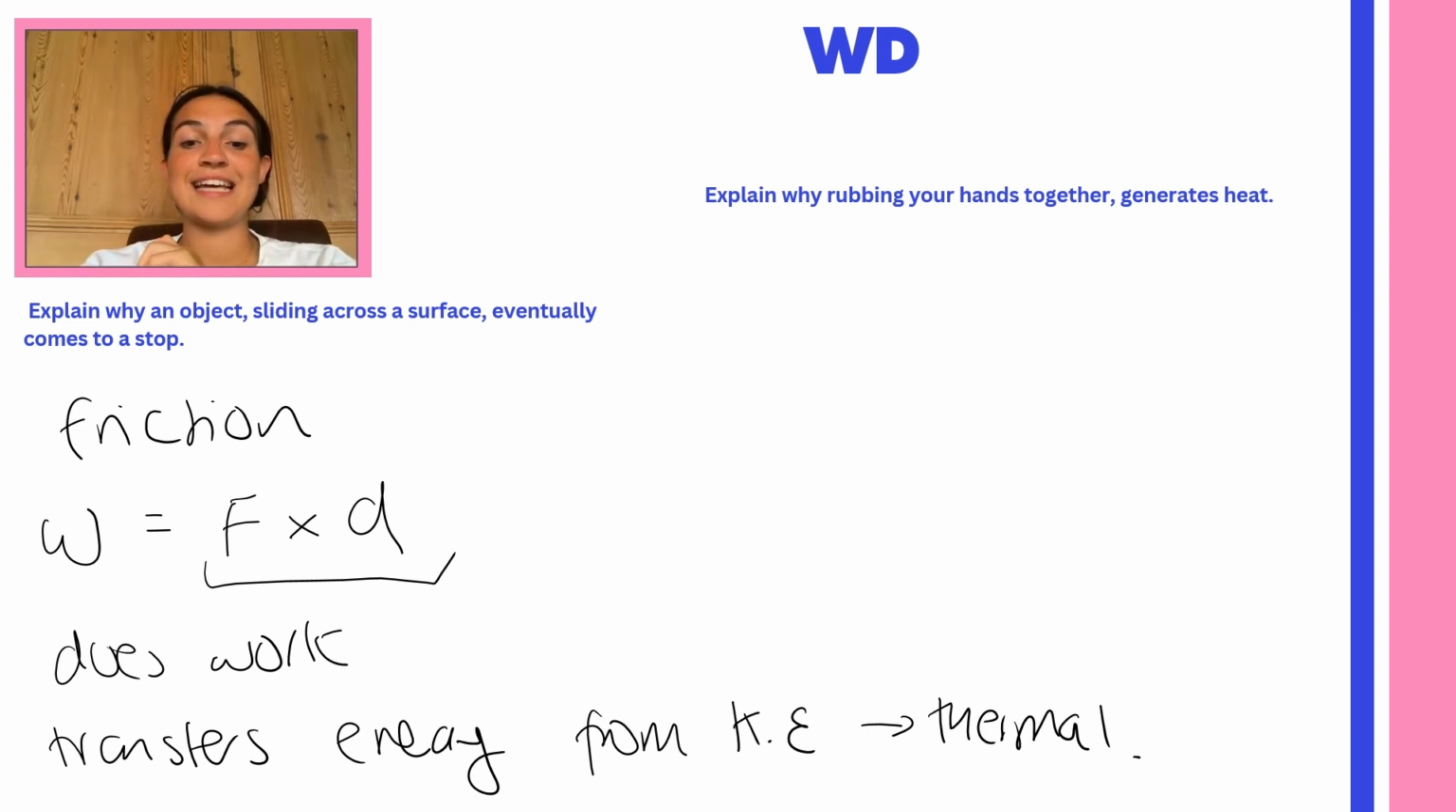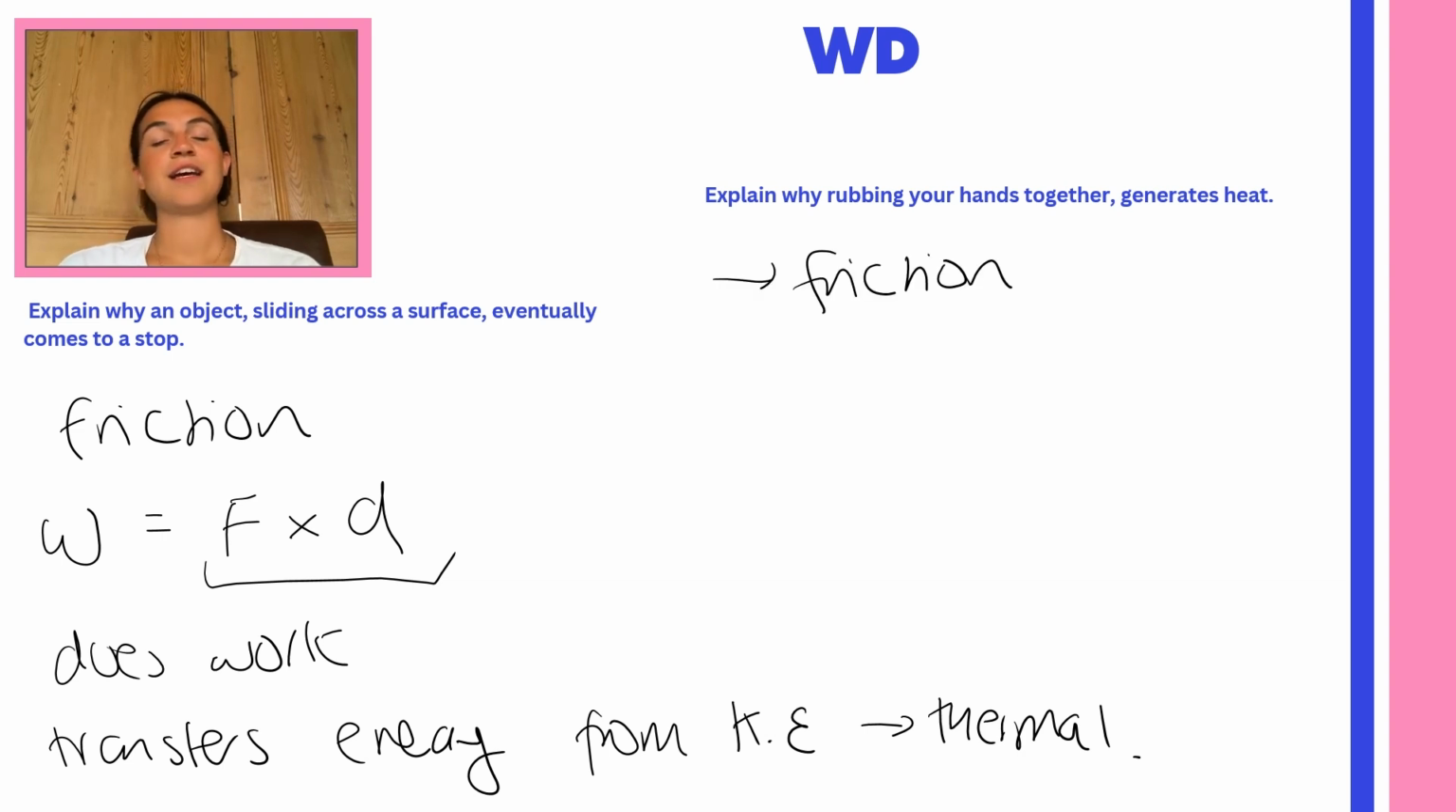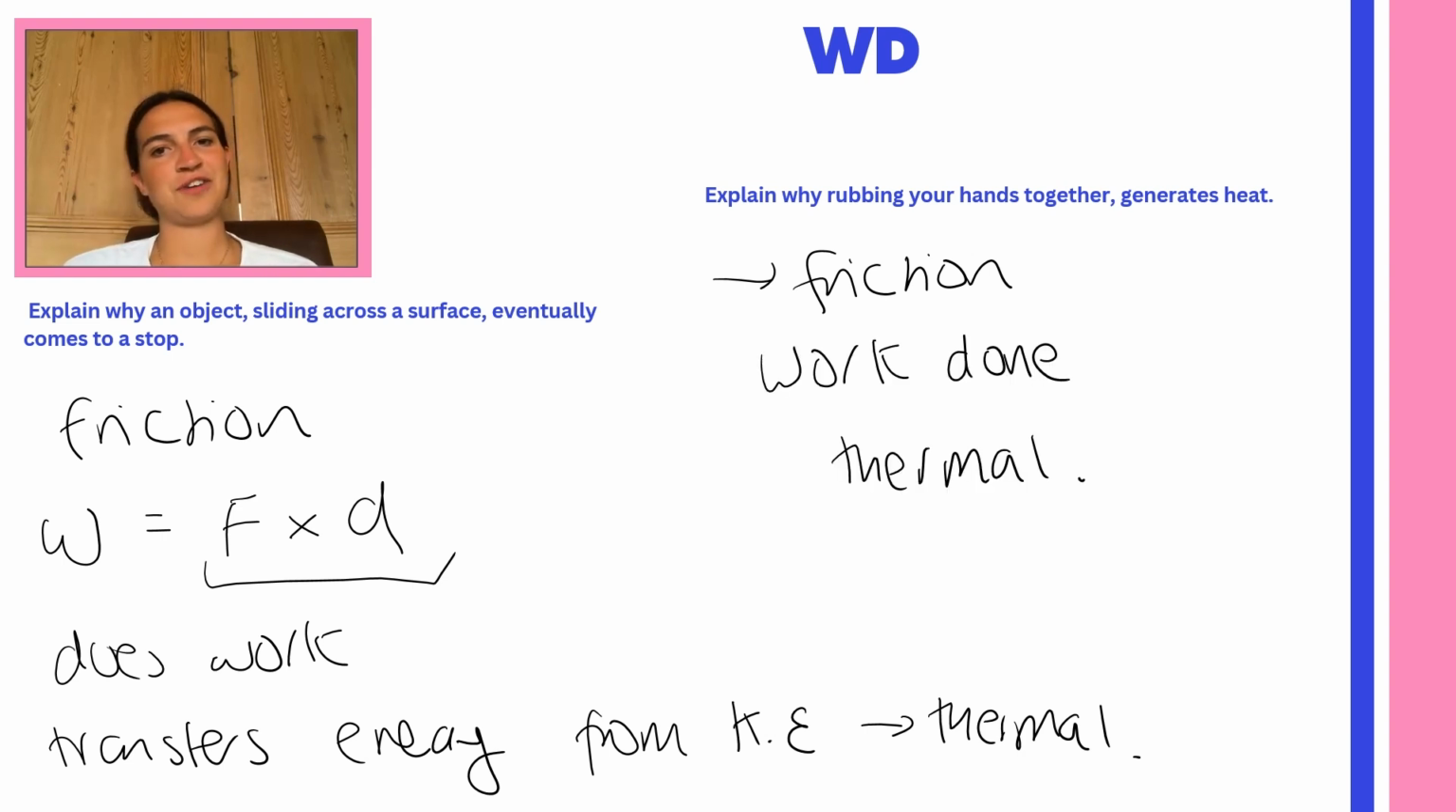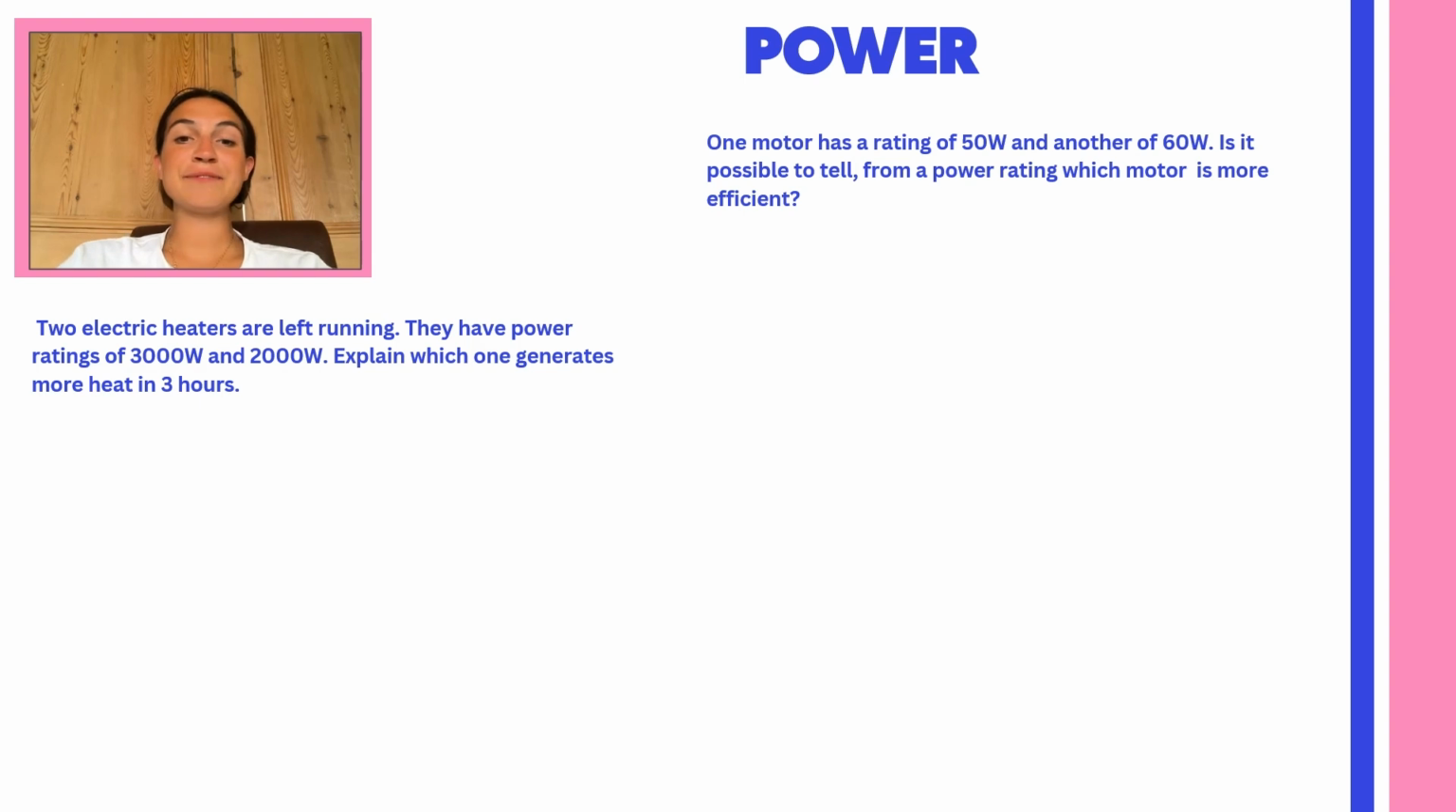So the kinetic energy that the thing had is being transferred into thermal. Okay, and explain why rubbing your hands together generates heat. So again, you have friction. When you rub your hands together, that friction does work and transfers energy, kinetic energy of you moving your hands, into thermal energy.